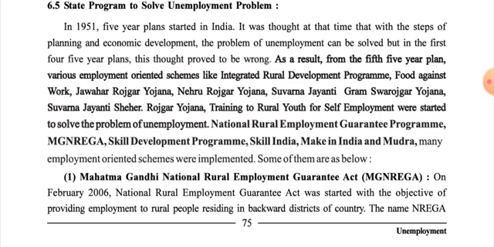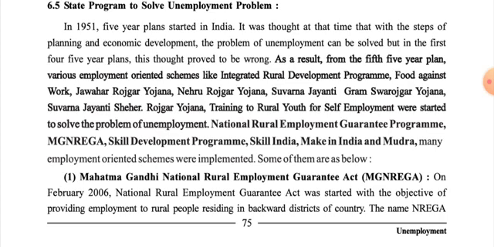As a result, from the 5th 5-year plan, see, focus here, all this data which is given in bold is very much important from your examination point of view. It may be asked for 2 marks, that is, state the different programs that were introduced by the Government of India to reduce unemployment, or they may ask which are the different types of programs introduced by the Government of India. So you have to write down only the names of all these programs.